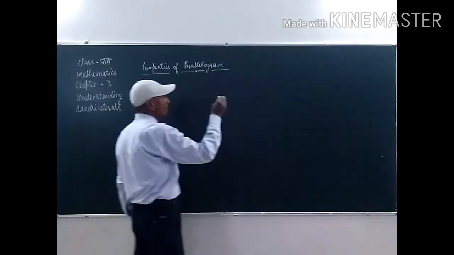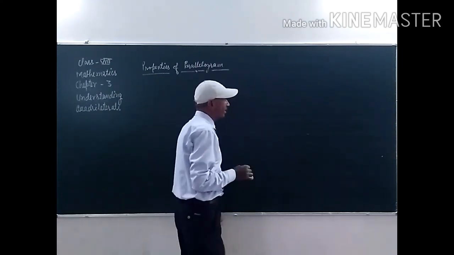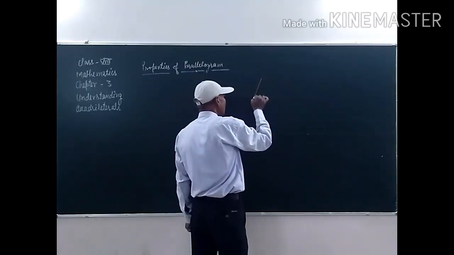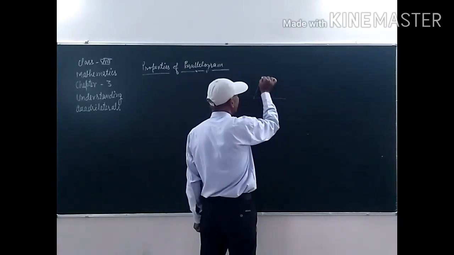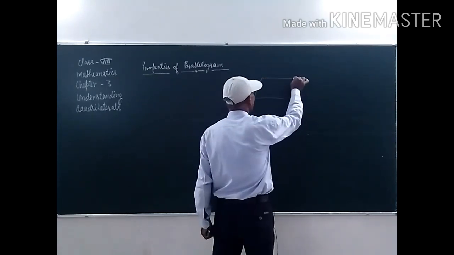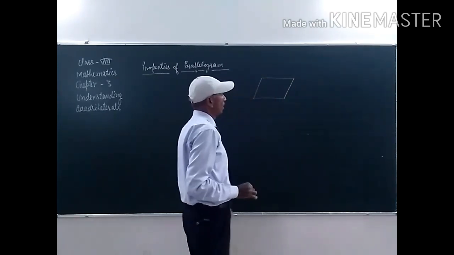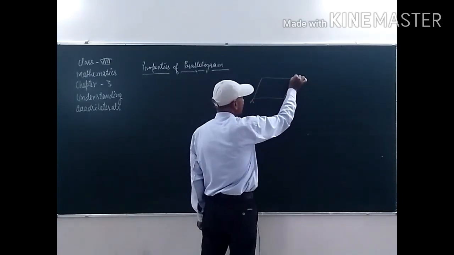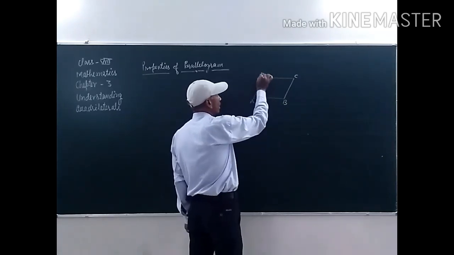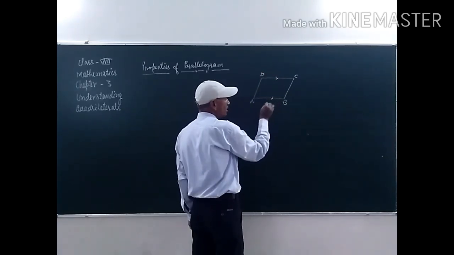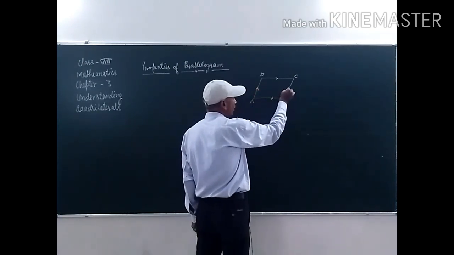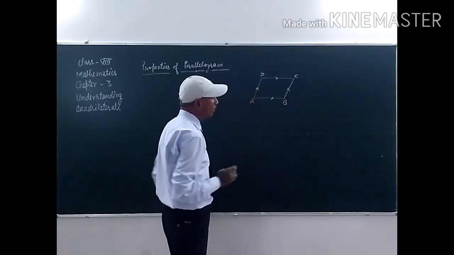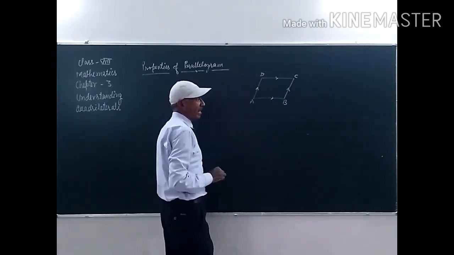Properties of parallelogram. A parallelogram is a quadrilateral with 2 pairs of parallel sides. So, let this figure be a parallelogram ABCD, and this side is parallel to this side. Opposite pairs are parallel to each other. This is a parallelogram, student.